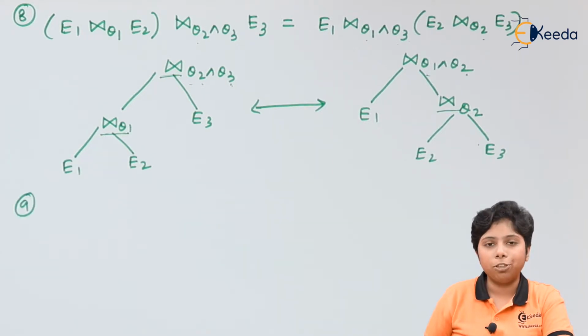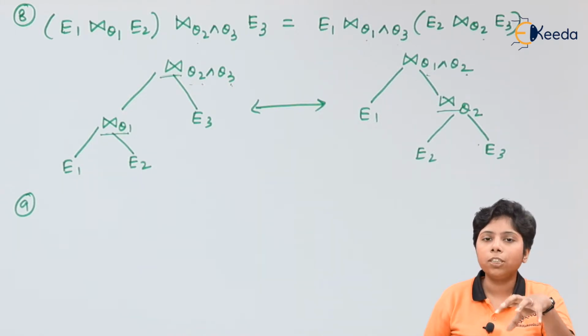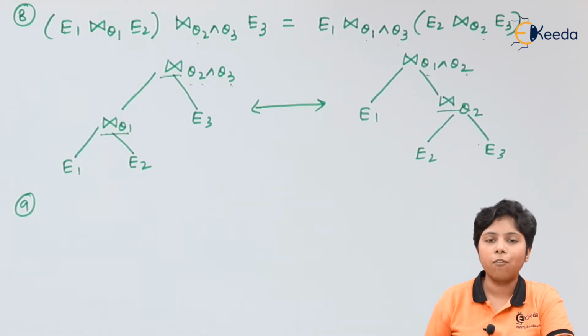Next is the distribution of the selection attributes. Well, the distribution of the selection attributes requires that theta 1 belongs to E1 only and theta 2 belongs to E2 only. So no theta 1 can belong to E2 and no theta 2 can belong to E1 for the distribution of the selection on this equivalent operation.